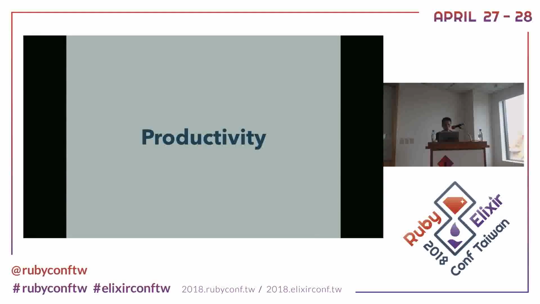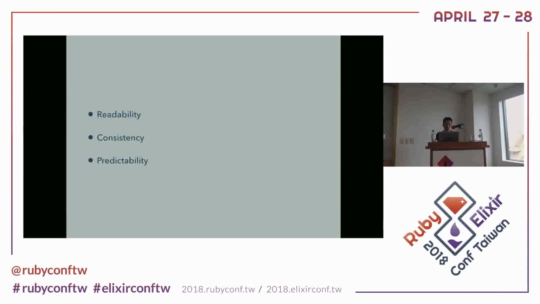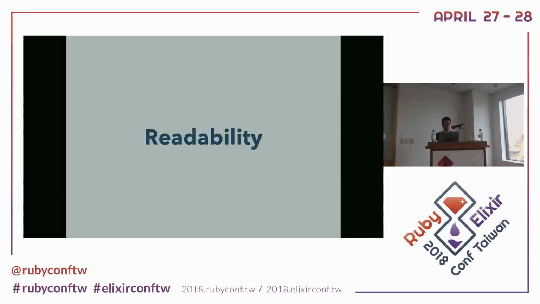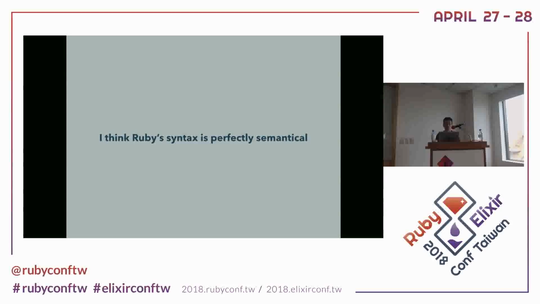So let's talk about today's main topic, our features and plans to make Gobi more productive. For me, a productive language must be good at these three parts, which are readability, consistency, and predictability. So I will explain how we improve them. First is readability. For me, it means how semantical a programming language is. And I think Ruby syntax is perfectly semantical. So this is why Gobi has Ruby compatible syntax.